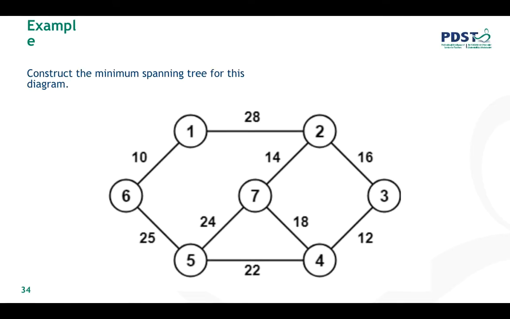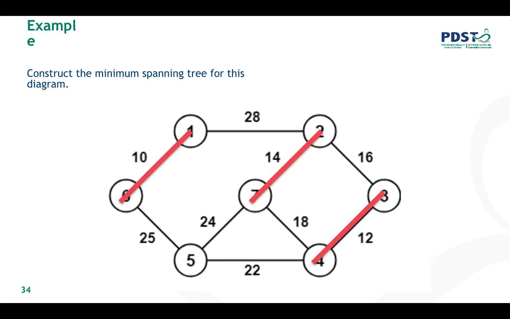We're looking to construct the minimum spanning tree for this diagram. Like I said, it's an edge-based method. We look at the smallest edge, which is 10. We're going to pick that, and we can see that the two nodes there are connected. Then move on to the next smallest one. What you notice here is the next smallest one is 16. It would make sense to highlight that.